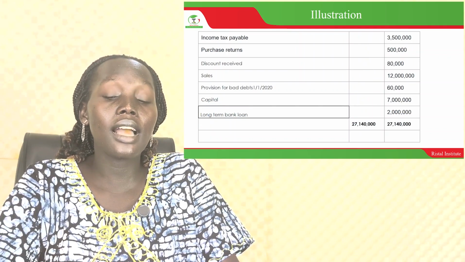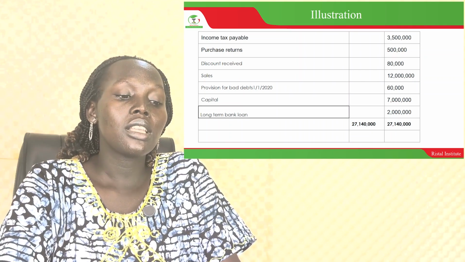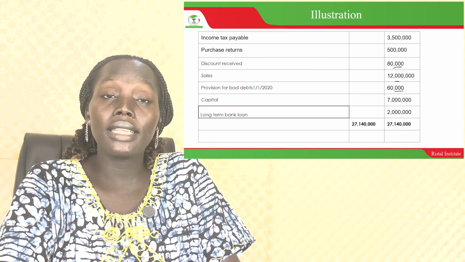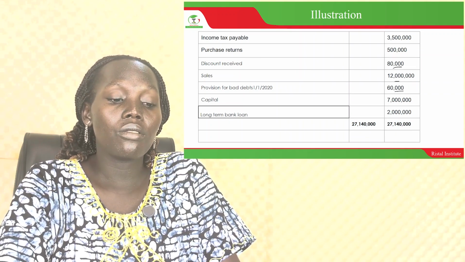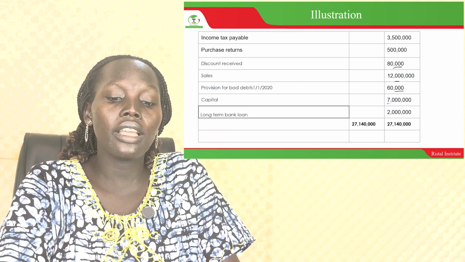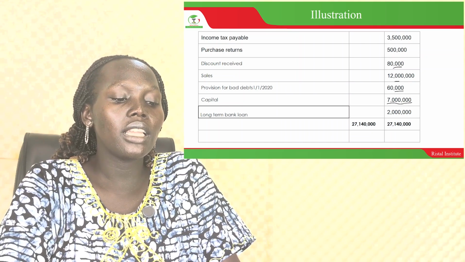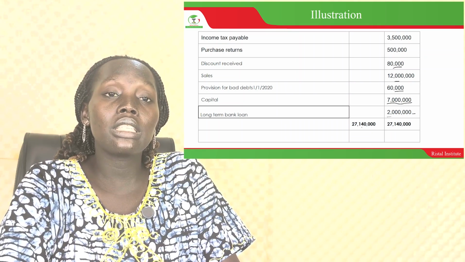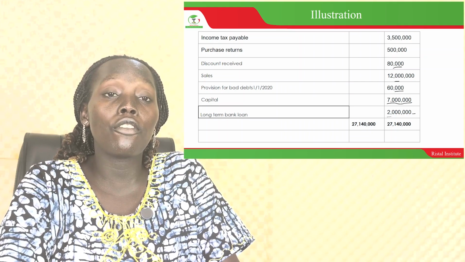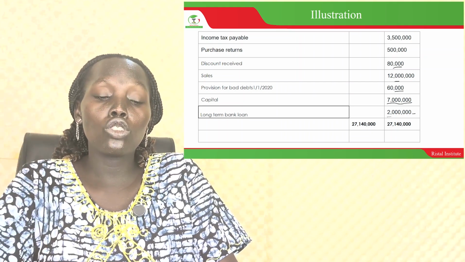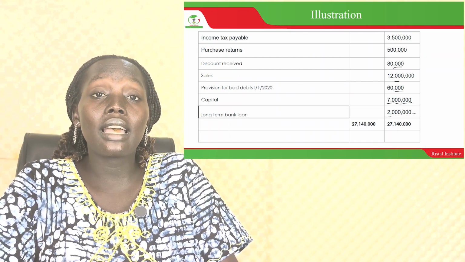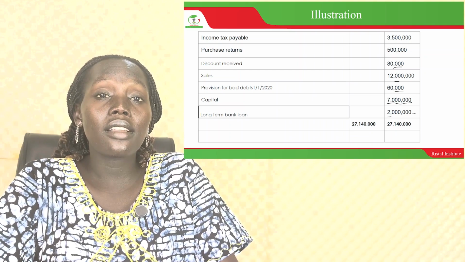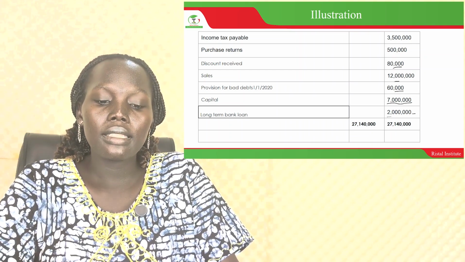And then we have income tax payable, purchase returns, discount received, sales, and then provision for bad debts as at 1st January 2020, and then capital, they have given us capital of 7 million, and then they have given us a long-term loan of 2 million. So the total was 27,140,000. So that is the total, and the total of the debit side and the credit side is the same. So in a trial balance, the credit side should be equal to the debit side.